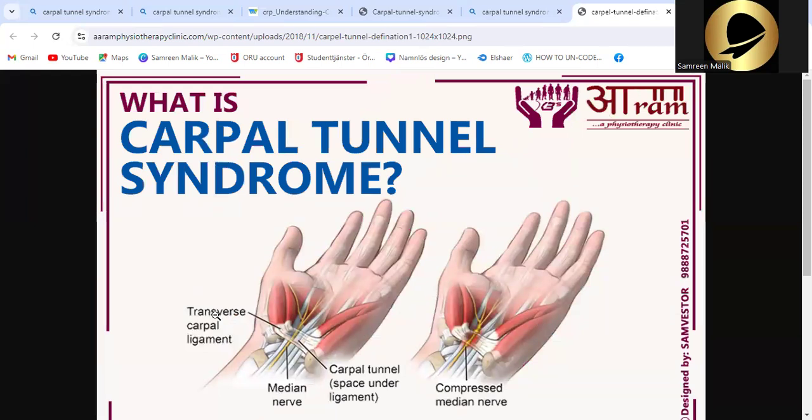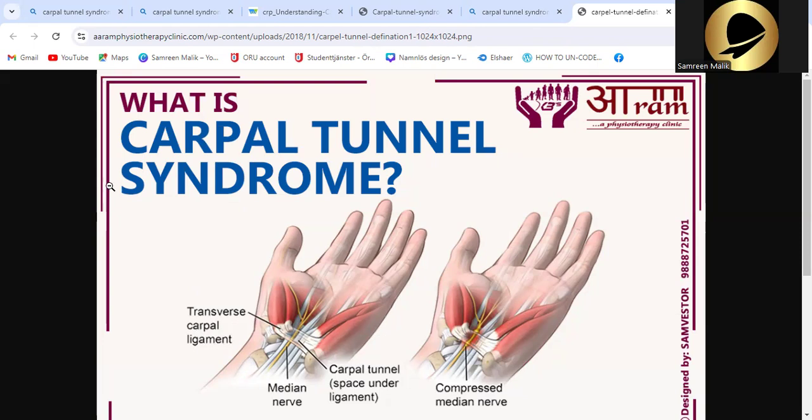Okay, so that's again showing the transverse carpal ligament here. This is the median nerve passing there, and this is the carpal tunnel, the space under the ligament, in between the muscles. This is the compressed median nerve you could see over here. So how would you differentiate it from other conditions? The differential diagnosis could be peripheral neuropathy, radiculopathy, or plexopathy.